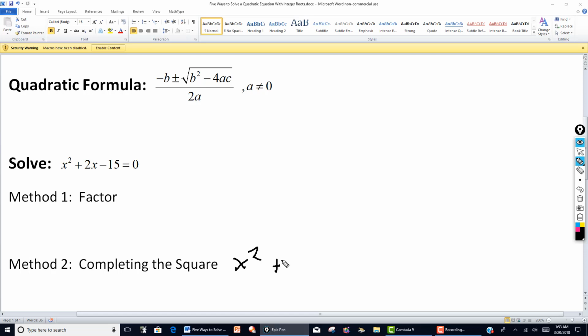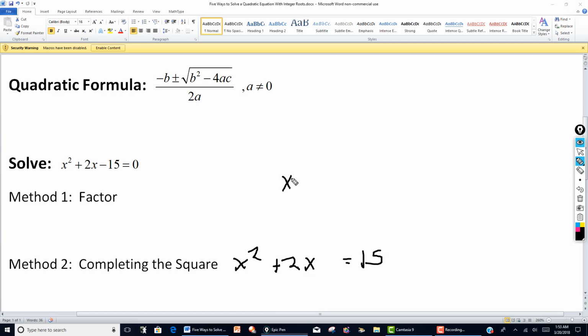Rewrite it so that the constant term is on the right. So adding 15 to both sides, we get this. Okay, so what I'm trying to do now is make this expression on the left side a perfect square trinomial, which means it'll be the square of a binomial.